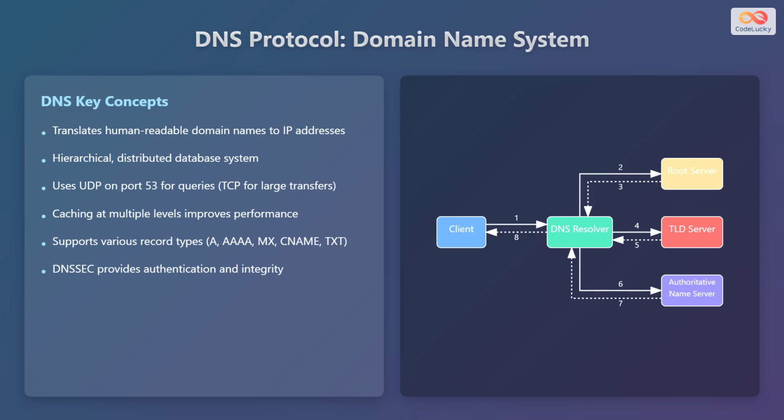A client queries a DNS resolver. The DNS resolver queries a root server, which directs it to a top-level domain or TLD server. The TLD server then points the resolver to the authoritative name server. Finally, the authoritative name server provides the Internet Protocol address to the resolver, which passes it back to the client.